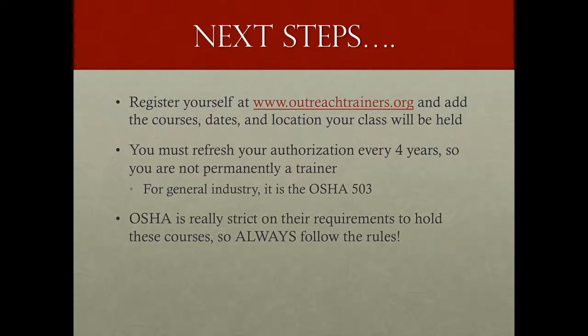Additionally, after you get your authorization, it doesn't end there. So what I mean by that is every 4 years, OSHA requires you to go back to another training course. For general industry, it's the OSHA 503 course. So nobody is permanently a trainer. You constantly have to refresh yourself every 4 years, and you will be very surprised how quickly that 4 years goes by. And a final note, OSHA is very strict on their requirements to hold OSHA 10 and 30 hour general industry courses. So always follow the rules.